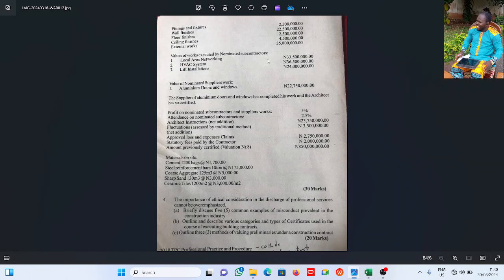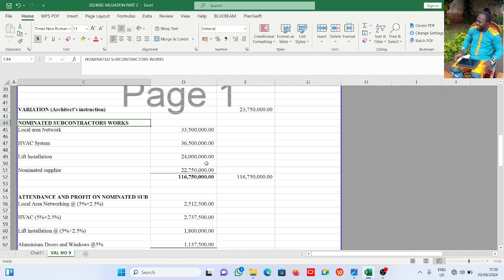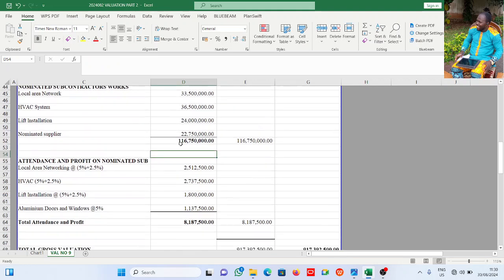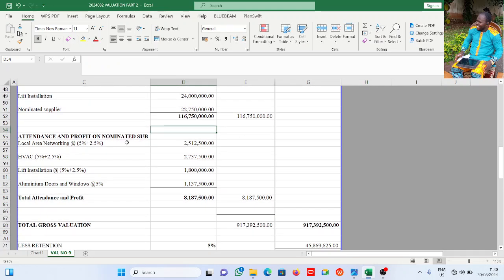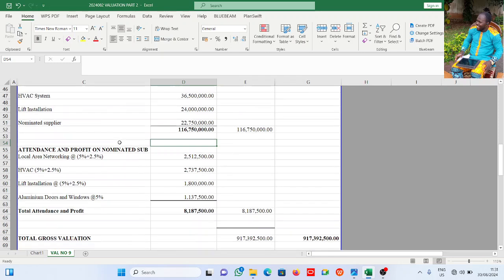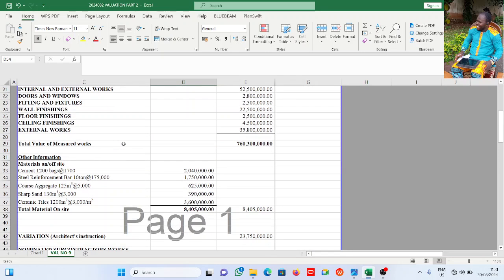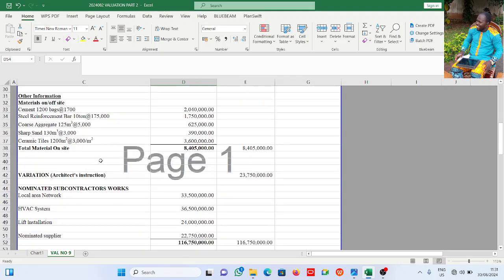Values of work executed by nominated subcontractors. Right? This is a subcontractor. This is the supplier, the nominated supplier. So these are the values of work executed by them. Then we have attendance and profit on nominated subcontractors. Now you see the different segments. It is not a must that this will be in all valuations. It differs from contract to contract, so as it is peculiar to your own contract, that is how you are going to deal with it.